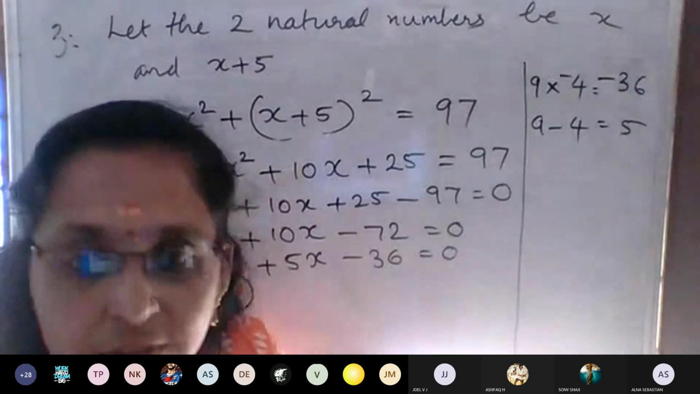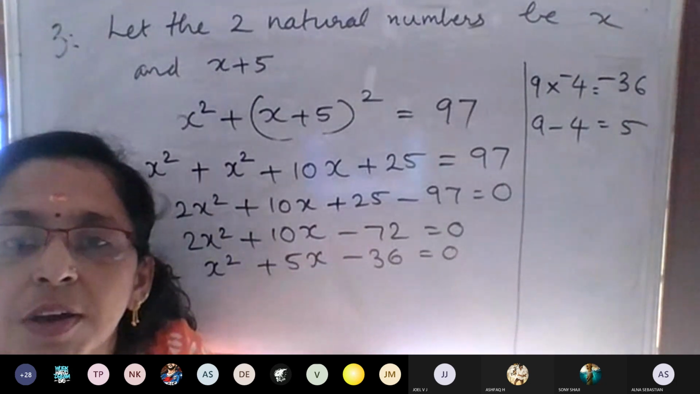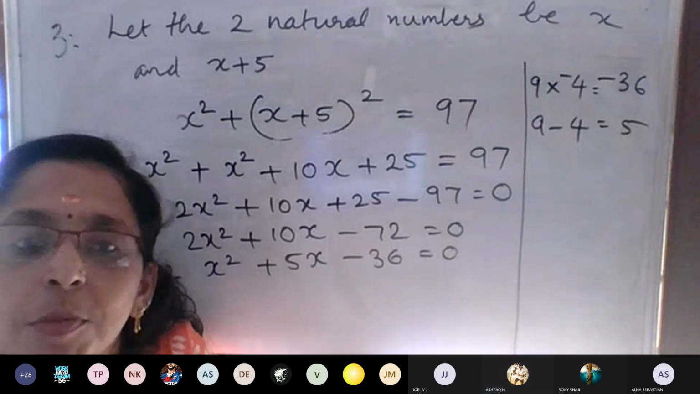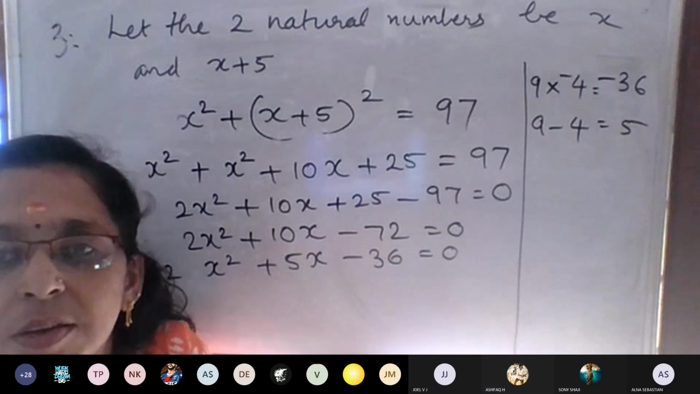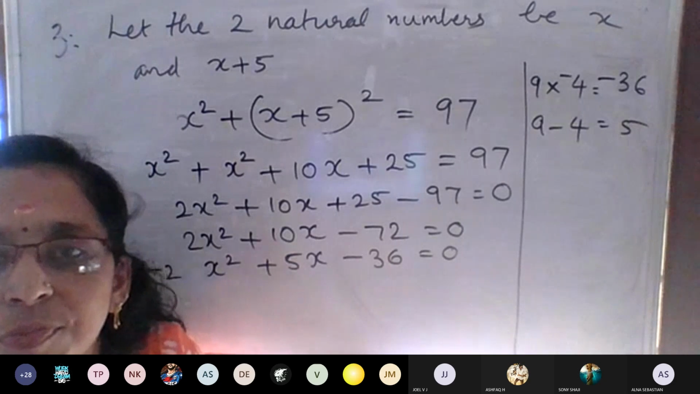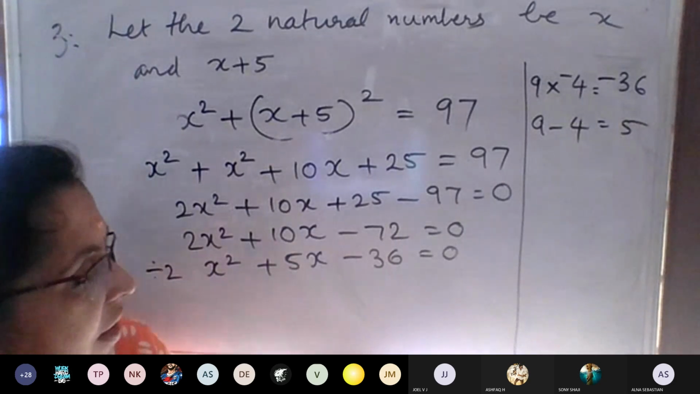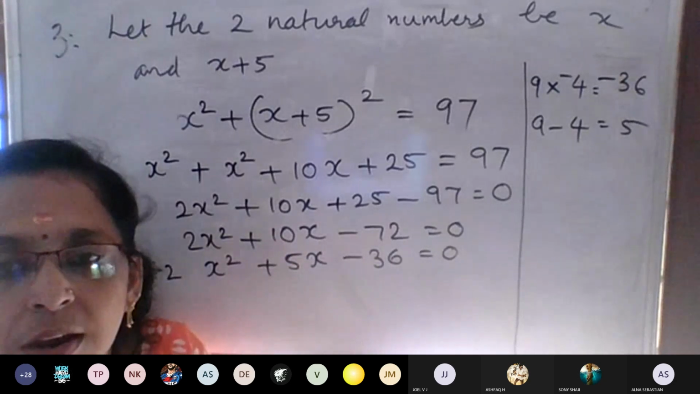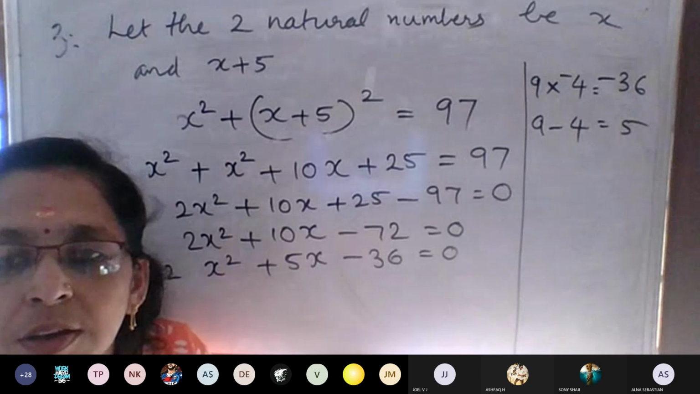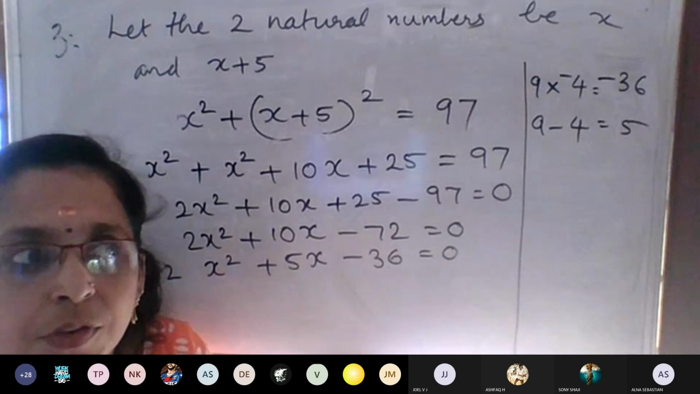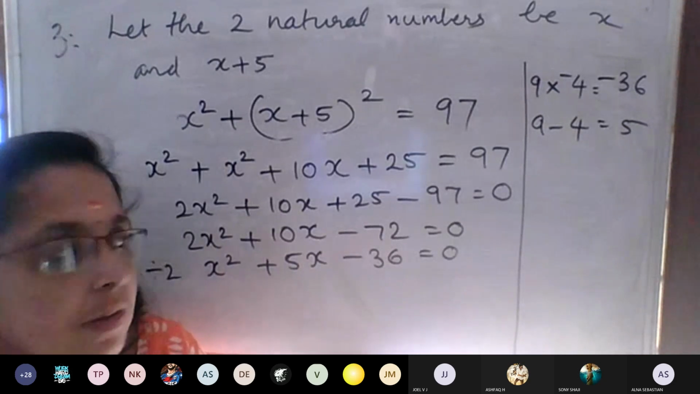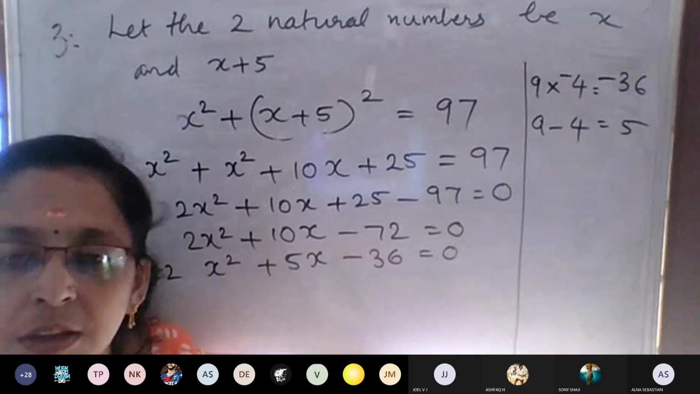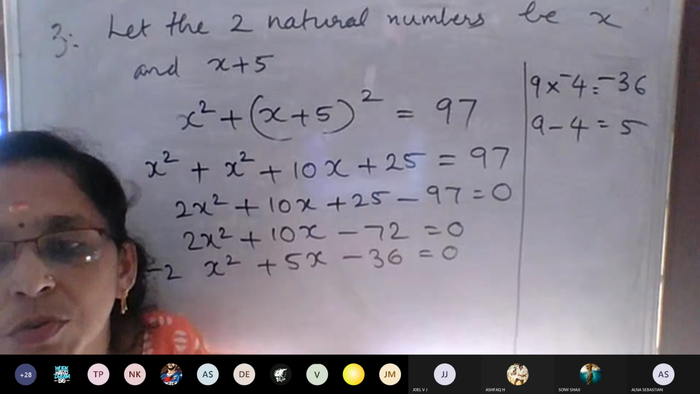How many of you don't know this? If you don't know, you have to use the formula method, the ABC formula. Better try to study this. Apply your common sense: 36 and 5. 6 into 6 is 36, but 6 plus 6 or 6 minus 6 won't give 5. Then think about 9 and 4. Likewise, you have to do it.